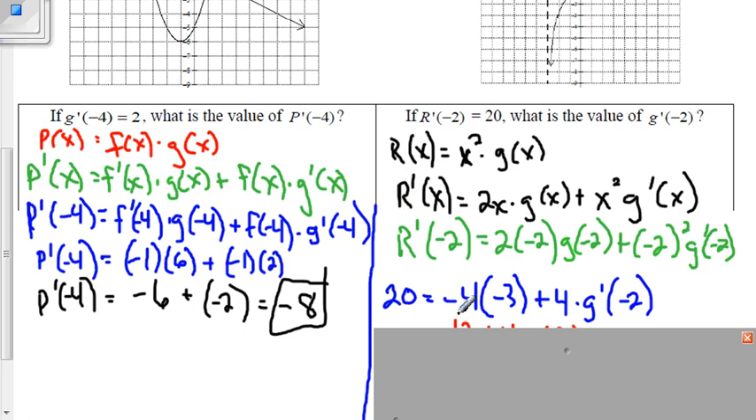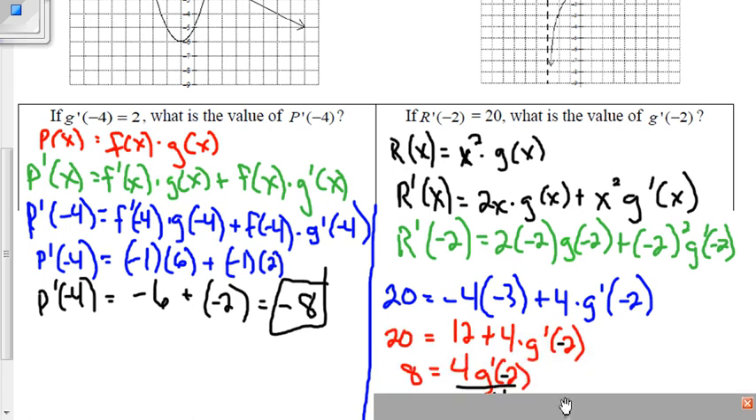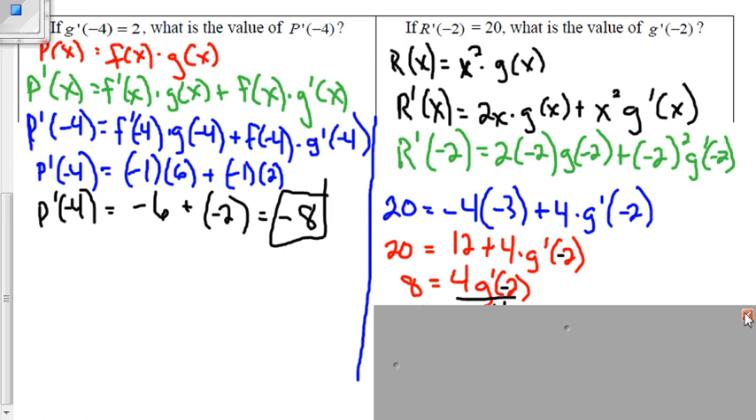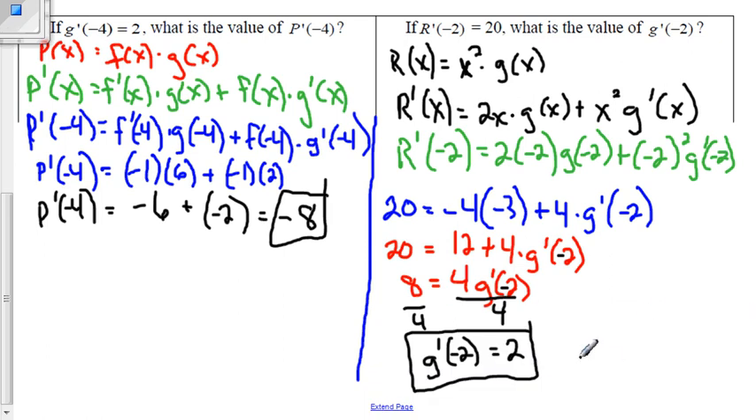I do know what r prime is. R prime of negative 2, that's 20. So now we just solve for g prime of negative 2. And let's slide this down. And we get g prime of negative 2 equals 2. All right, let's go to the next two.